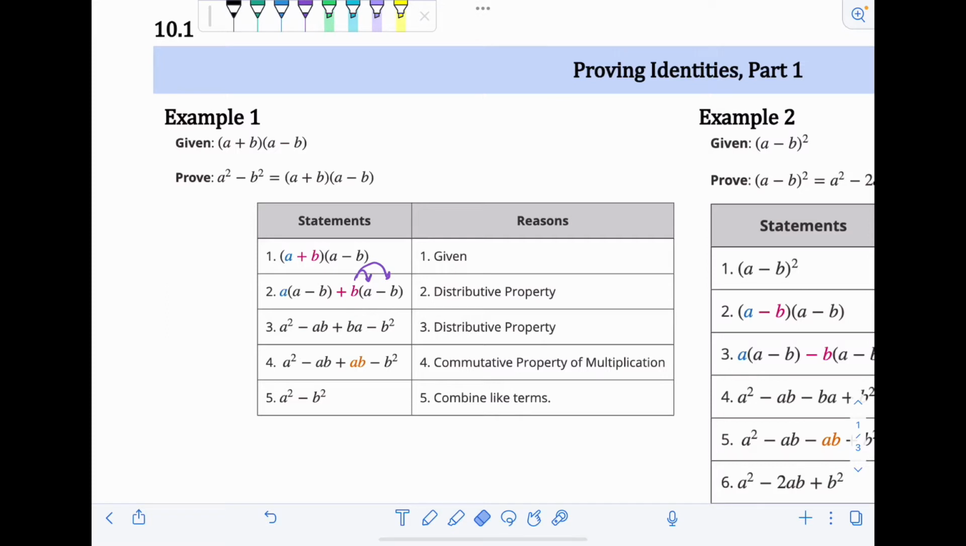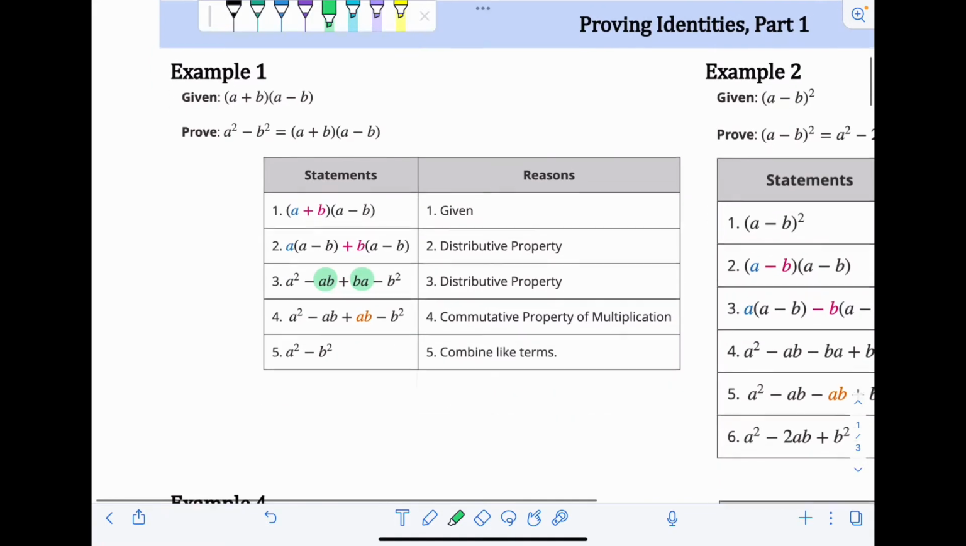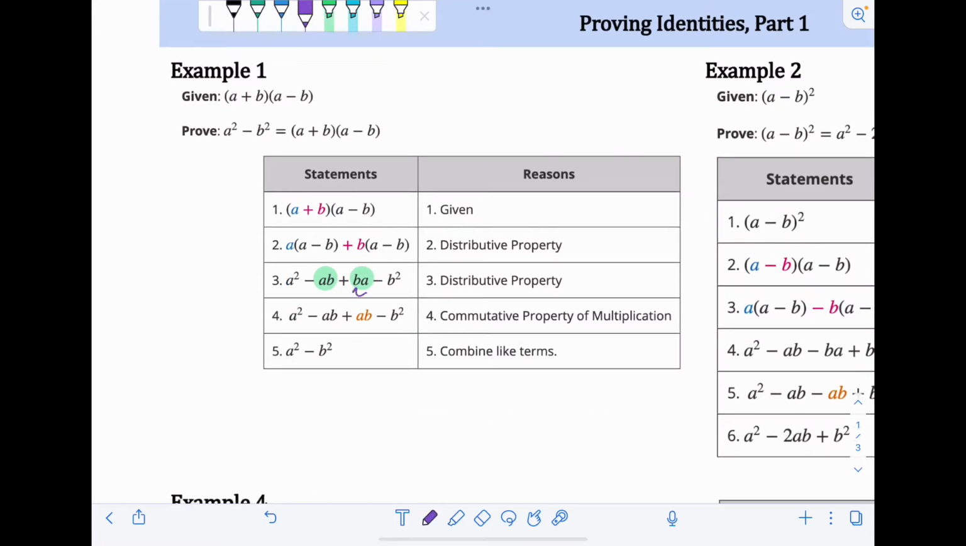And then after that, I know that this is a BA and this is an AB, but we can use the commutative property to just go ahead and switch this term around. The commutative property is like, if things are being multiplied, if there's a bunch of factors, we can reorder those factors and it's totally fine. So we switch this BA into an AB, and then from there we simplify by combining like terms. So minus AB and plus AB, those two are like terms. They're the same term, one is positive, one is negative, so they wipe each other out. And that leaves us with just a squared minus b squared, which is what we are trying to prove.